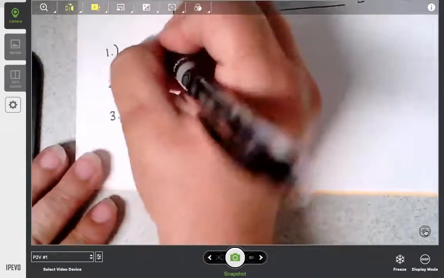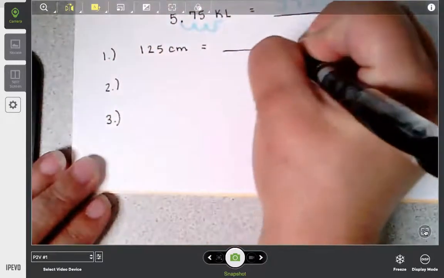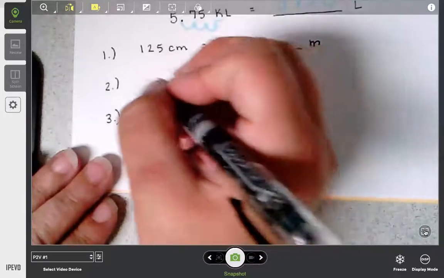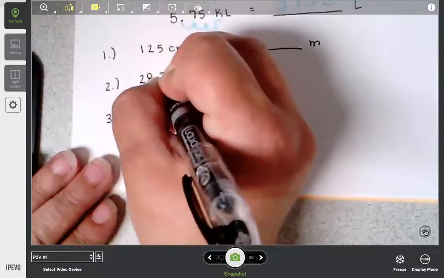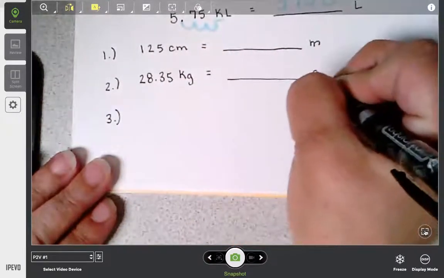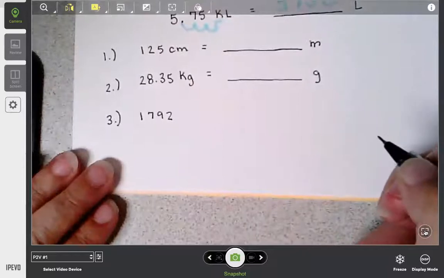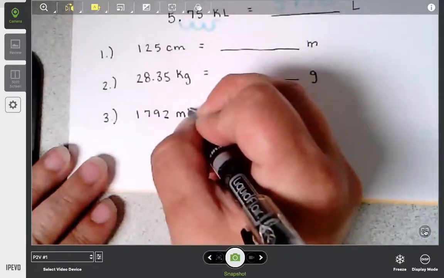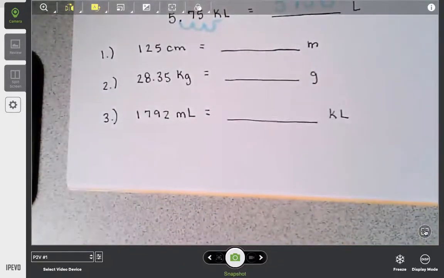All right, so let's say I have... the first one, 125 centimeters is equal to how many meters? All right, give it a shot. See what you got.